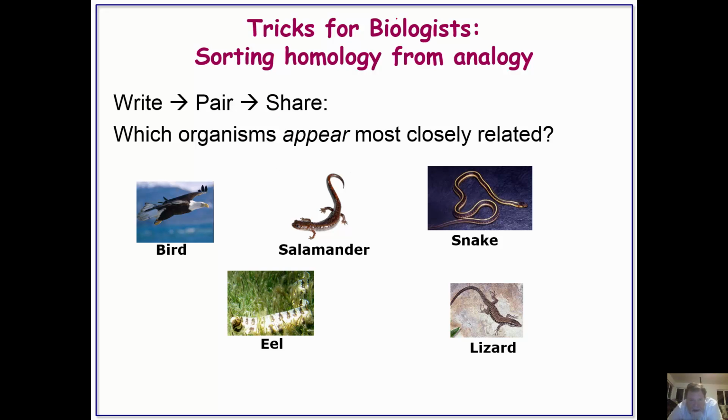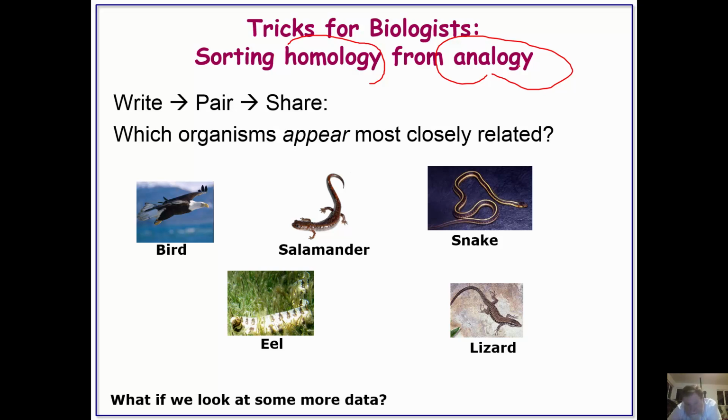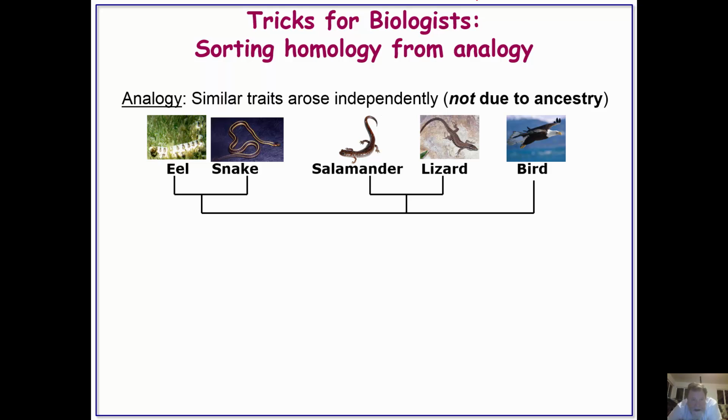Again, a trick for a biologist: you want to try and sort what we call homology from analogy. A homology is a shared derived characteristic, whereas an analogy is something that's similar because, well, think about it. Analogy: similar traits arose independently, not due to ancestry, and so that would be on things like snakes and lizards that look alike.